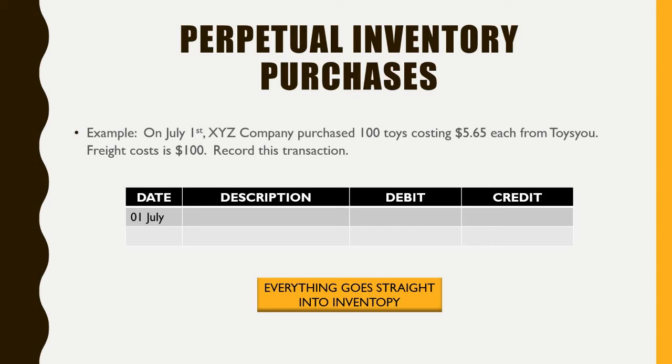It'd be toys. For what amount? Okay, 5 times 5.6, 5 times 100. In this case, it's 100 times 5.65, okay? So you think it's 5.65, plus the freight cost. Plus the freight cost.